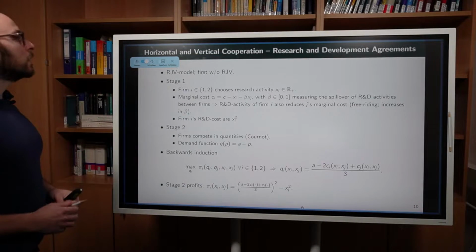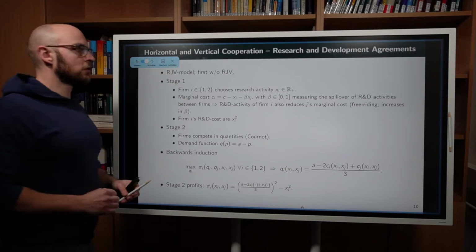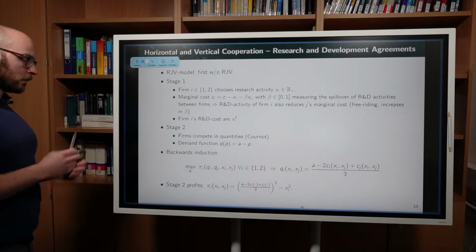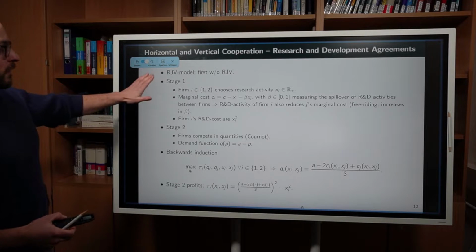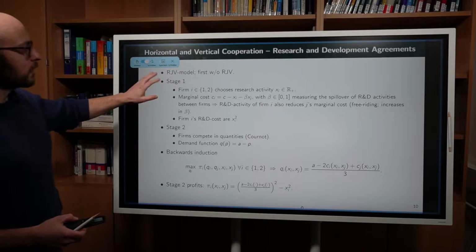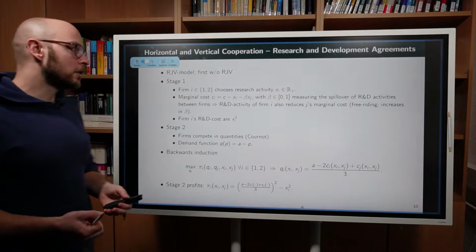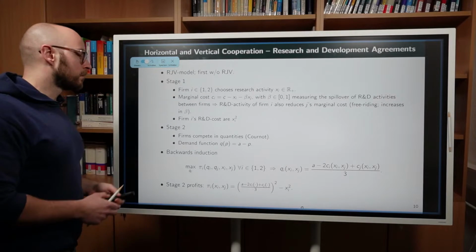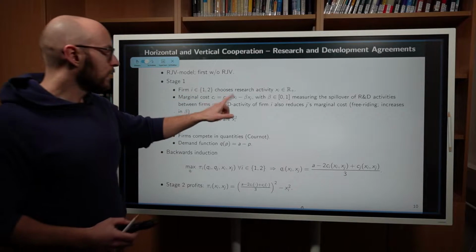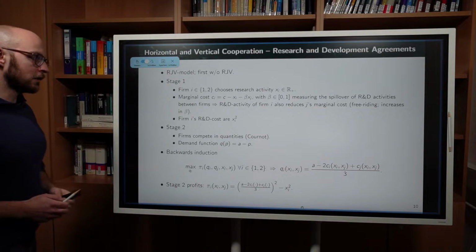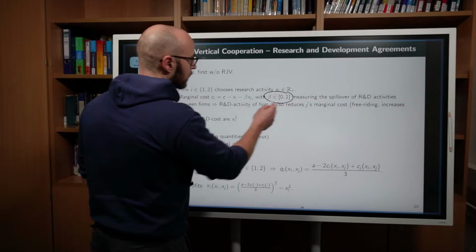So what do we do? We look at a model of a research joint venture, and we first look at a situation where we don't have a research joint venture, so no RJV. In the first stage, we have two firms, and these two firms choose their respective research activity, which is just a real valued number. The marginal cost of each firm is decreasing in this research activity. However, the crucial point here is that there is a spillover, and we measure the spillover by beta.